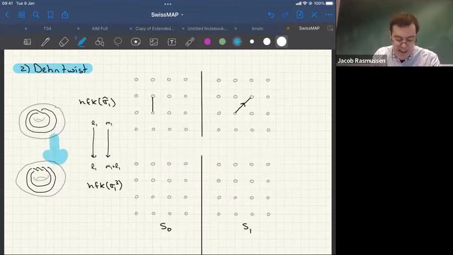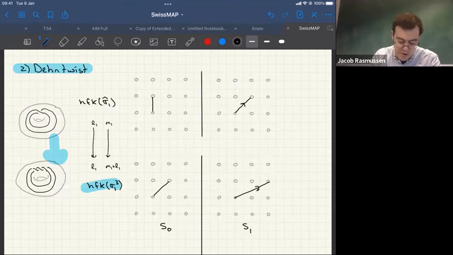As far as the action on H1 of the boundary is concerned, that's just a linear shear. So actually, to find the invariant of the Dehn twisted knot, we just apply that same linear shear to this picture here. So the invariant of this knot looks like this. And actually, if you think about it, these are oriented in opposite directions.